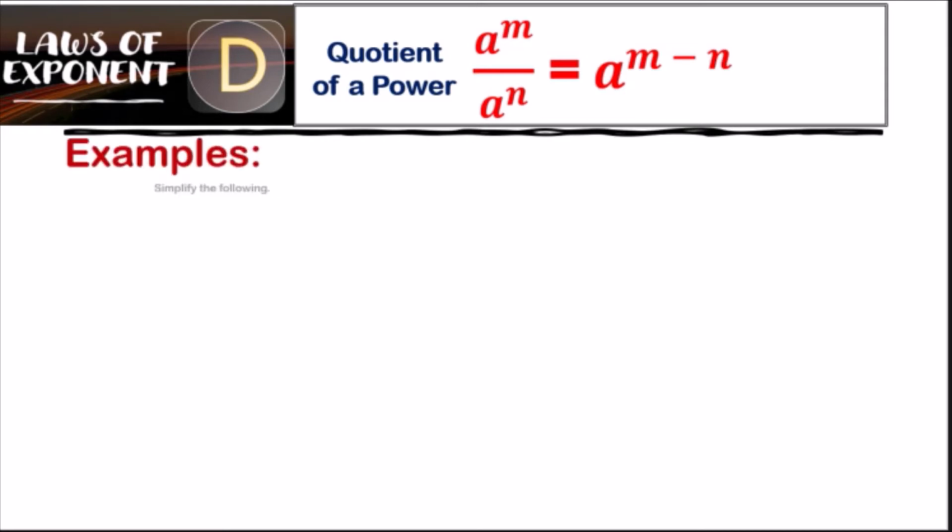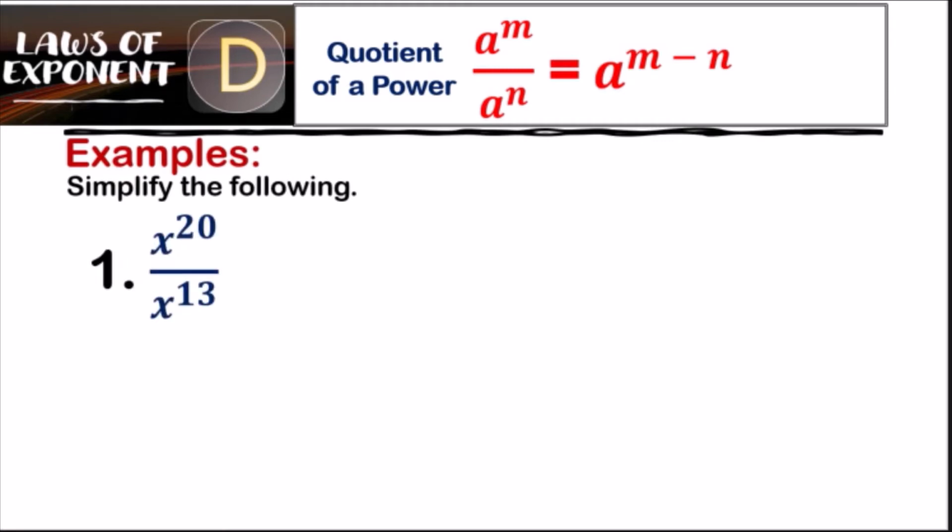Let's have an example. Simplify the following. Number 1, x raised to 20 divided by x raised to 13. Just simply copy the base and subtract the exponent. That is applying the law. We have x raised to 20 minus 13. Simplify it further. 20 minus 13 is 7, and copy the common base, which is x. Then, the quotient of x raised to 20 divided by x raised to 13 is x raised to 7.